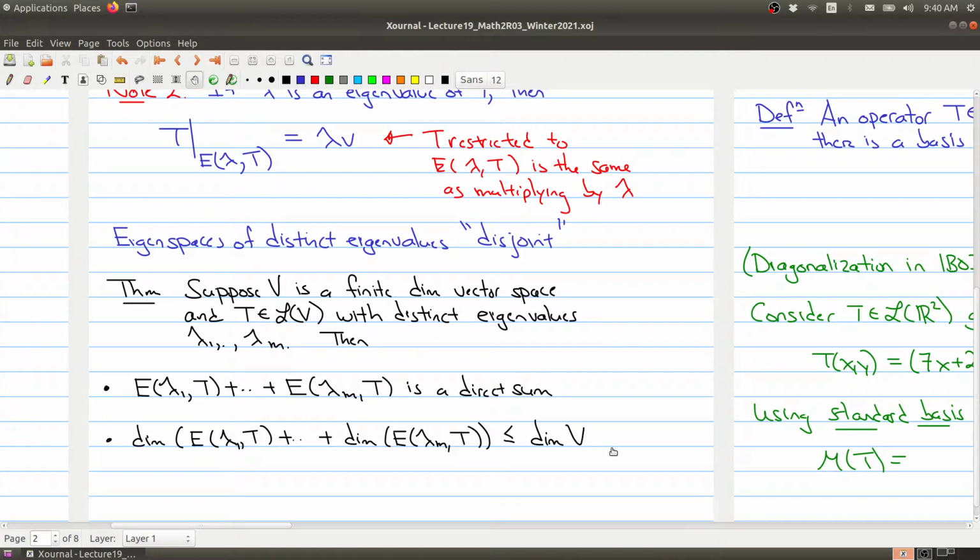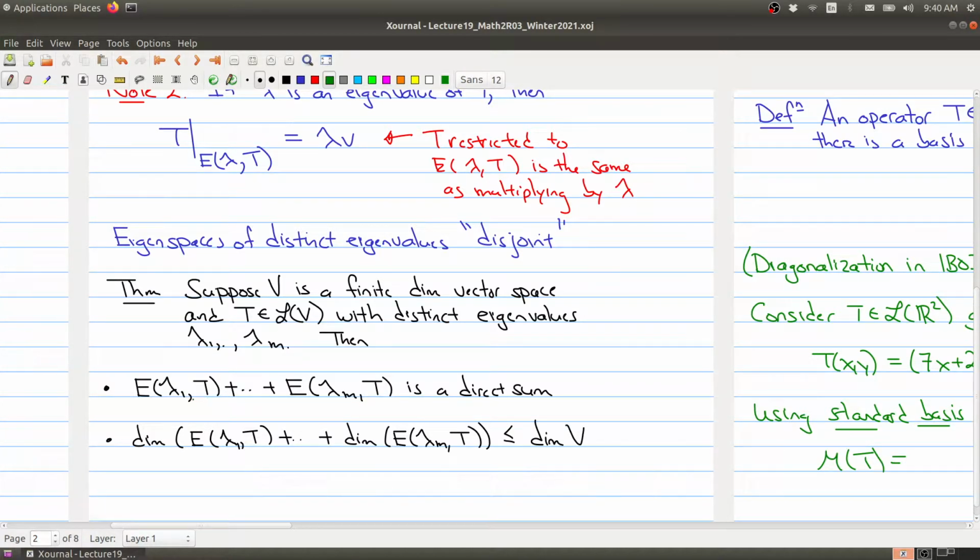So welcome back to lecture 19. This is part 2, and the first goal in this part is to prove this theorem here. What you want to pay attention to is that we're carving up our vector space into these subspaces.